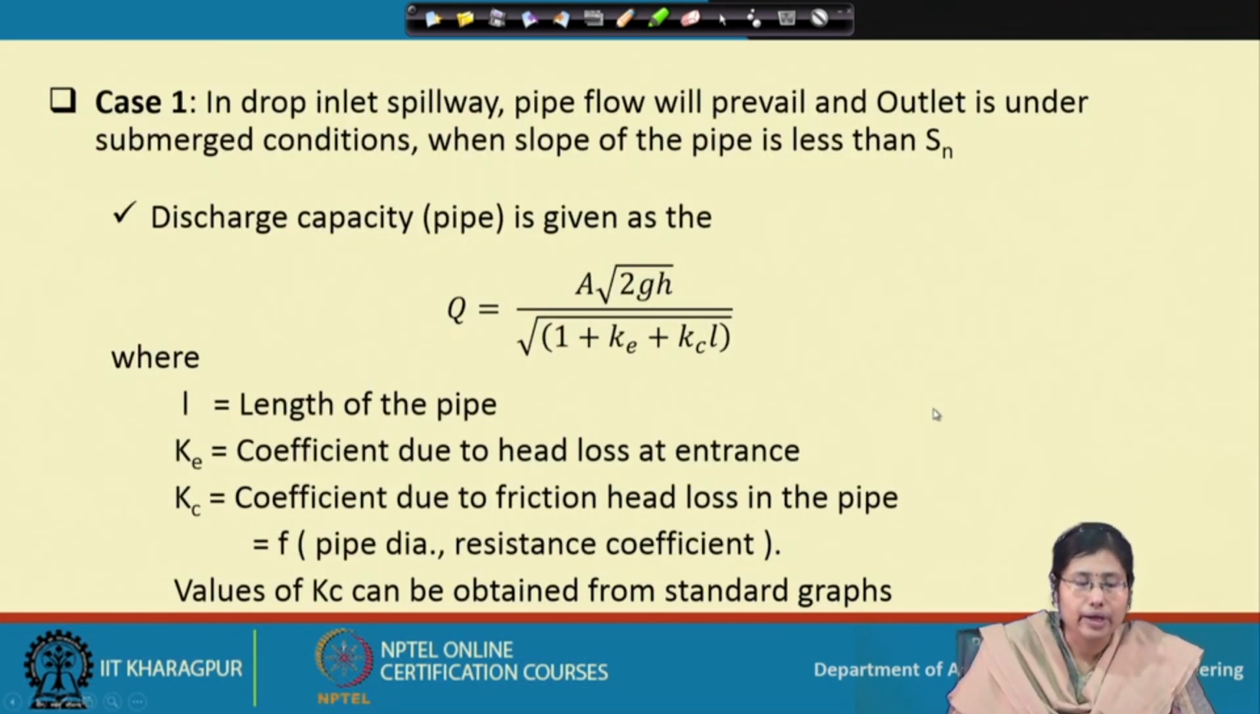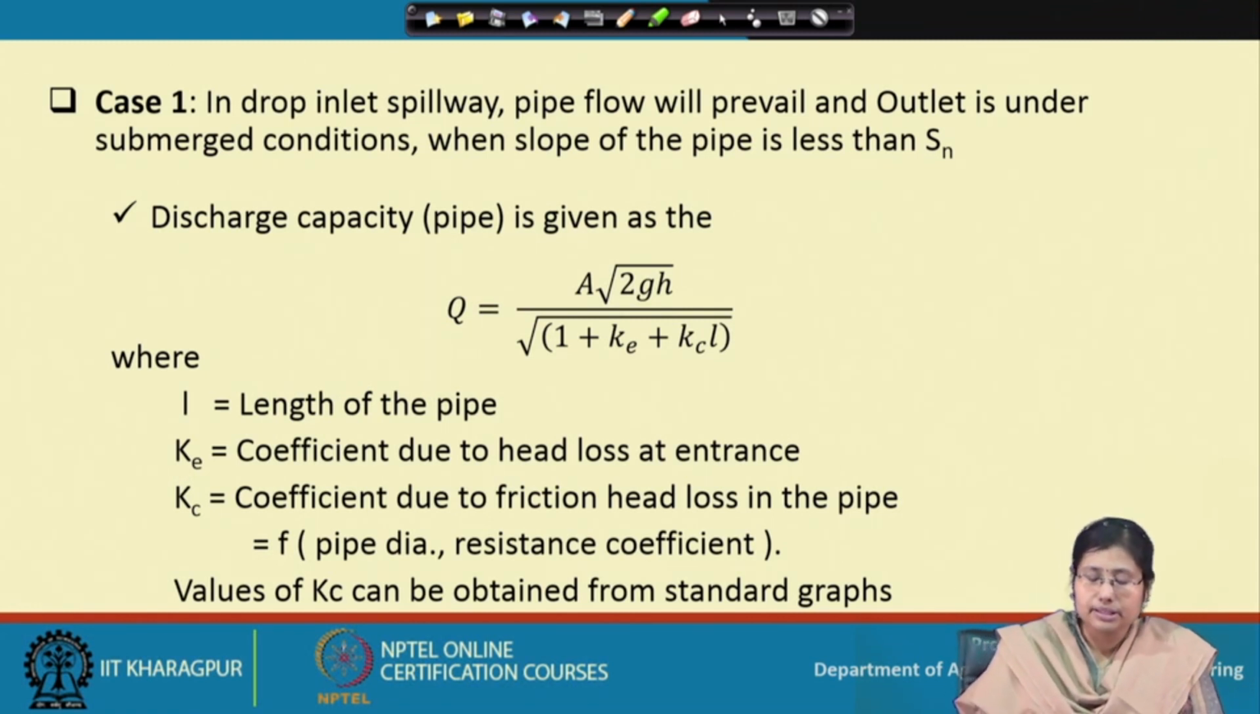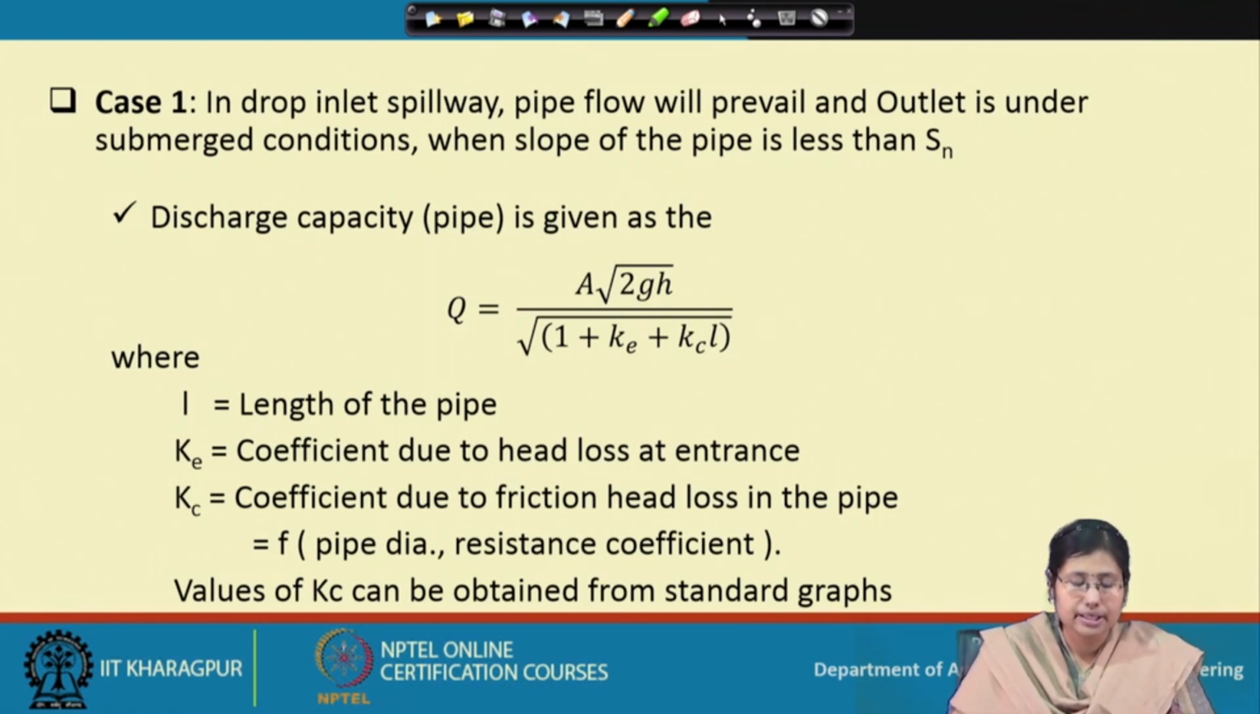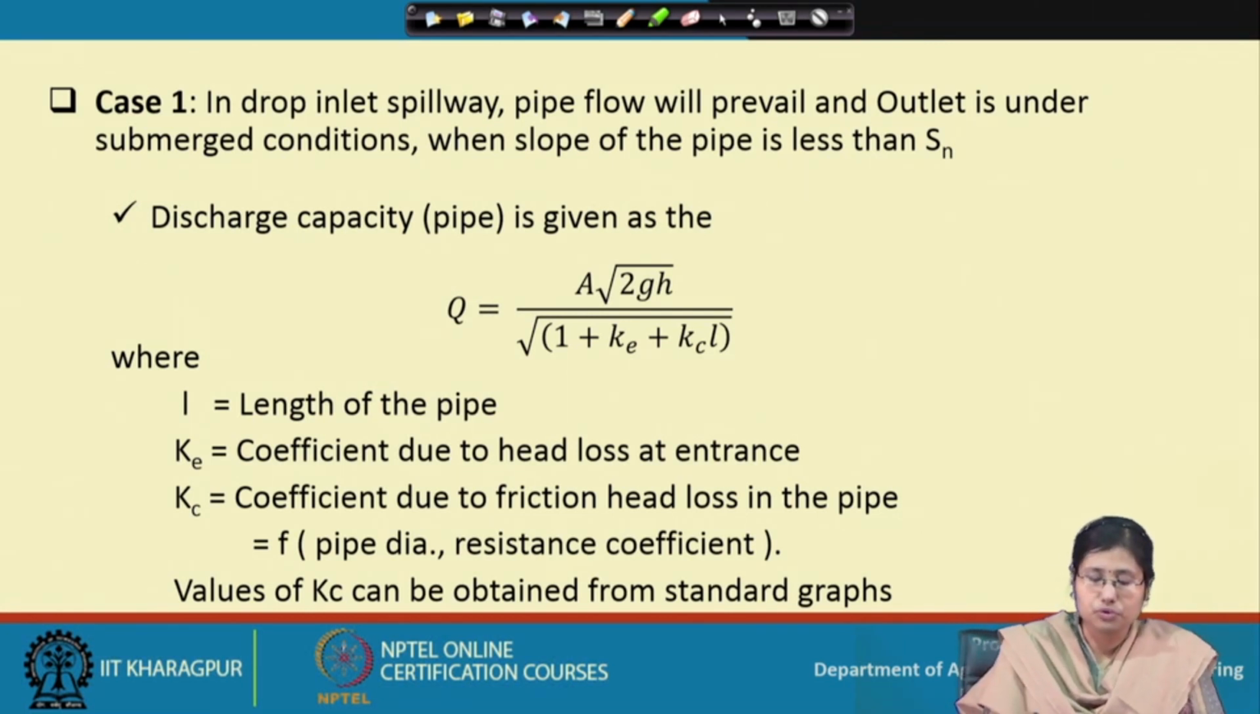Now, coming to case 1, in drop inlet spillway, pipe flow will prevail and outlet is under submerged condition when the slope of the pipe is less than Sn. So, the discharge capacity in that case is given by this equation, where it is a function of area and h and a couple of coefficients.